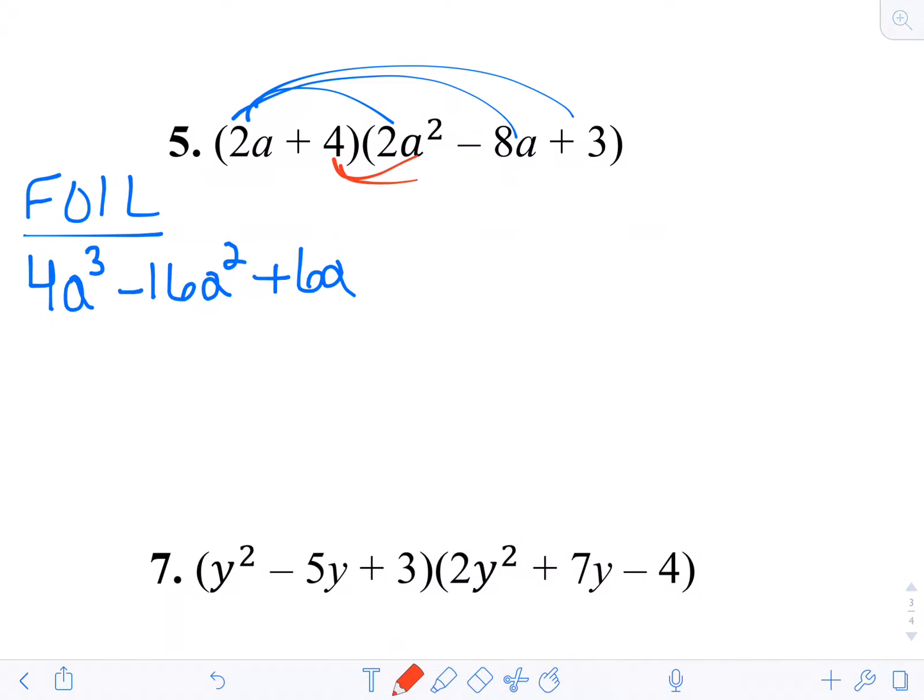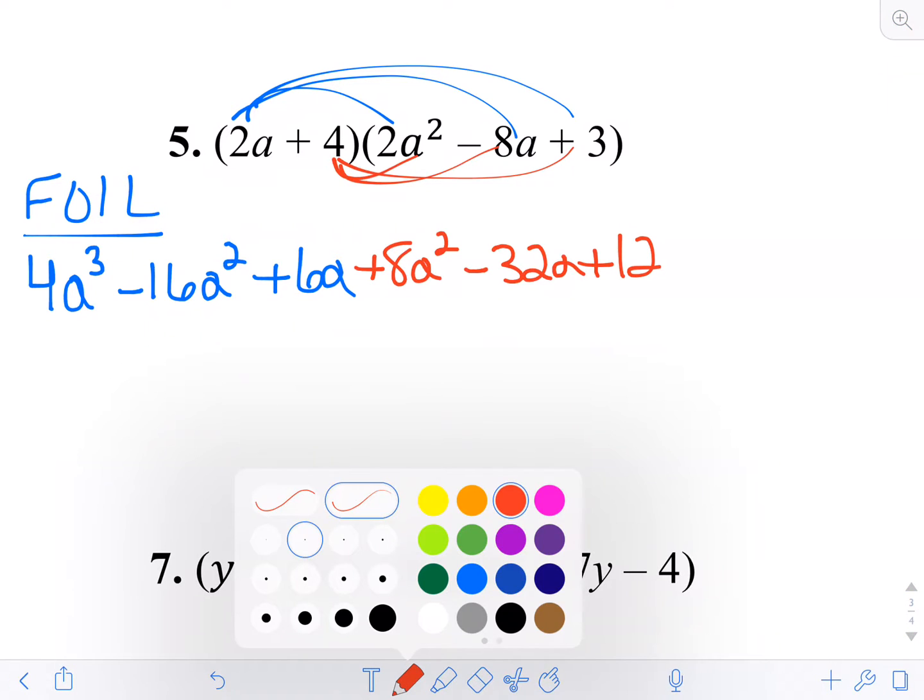Then you distribute the 4 to everything. 4 times 2 is 8, and you have an a squared. 4 times negative 8 is negative 32, and you have an a. 4 times 3 is 12, and there's no a's on that. Combining like terms is the last thing we have to do.